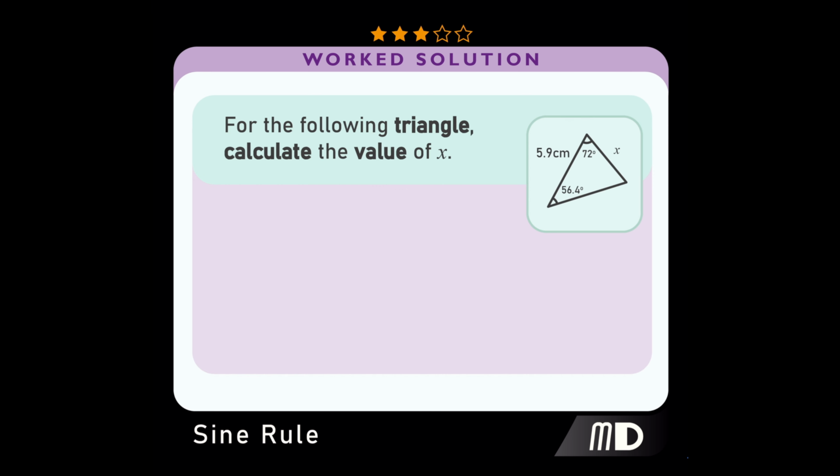So, to begin, we need to label the side that we need to find with the lowercase letter a, and the side we've been given with the lowercase letter b. Before labeling the angles opposite those sides with the corresponding uppercase letters A and B.